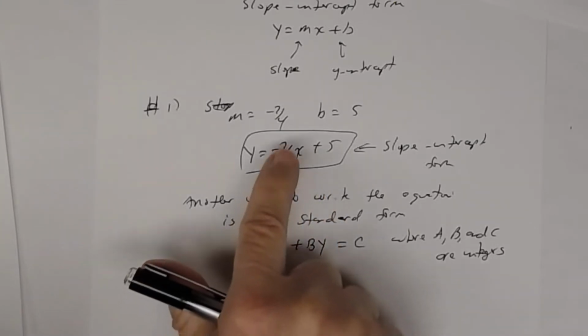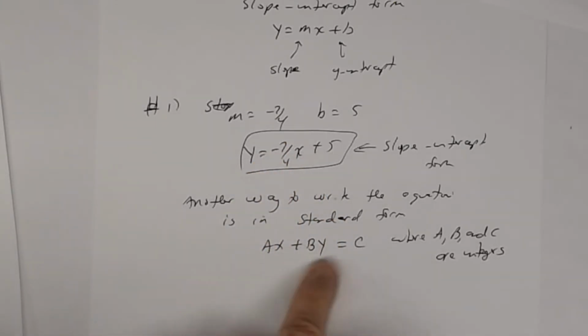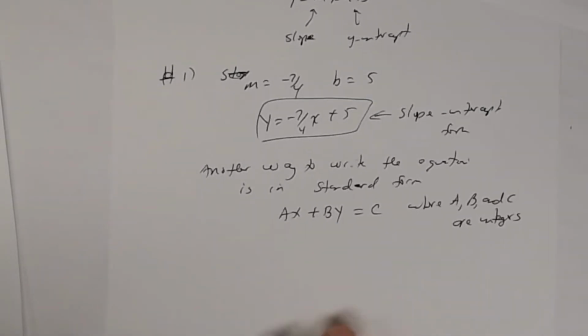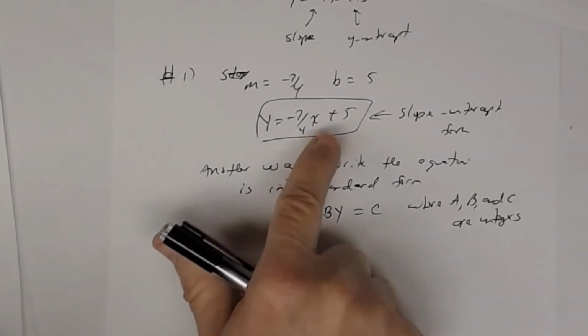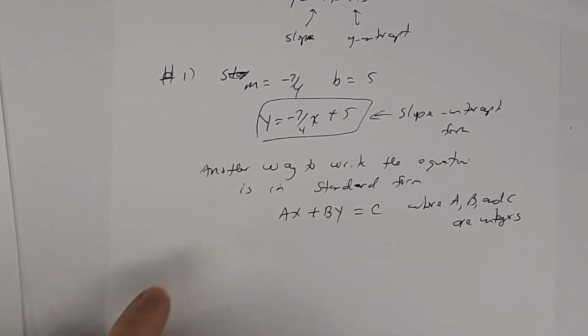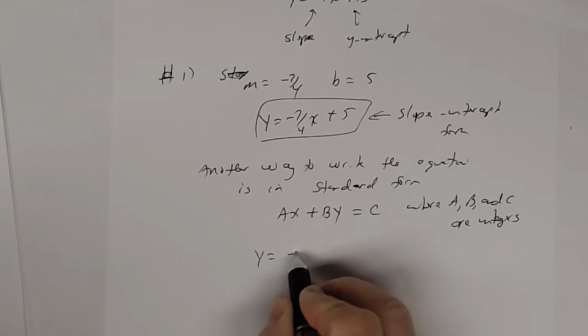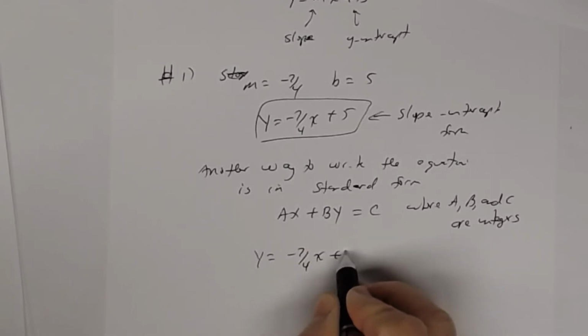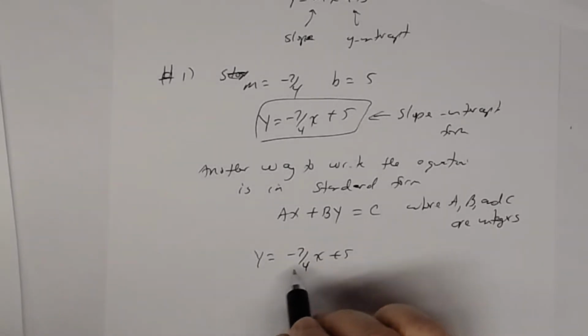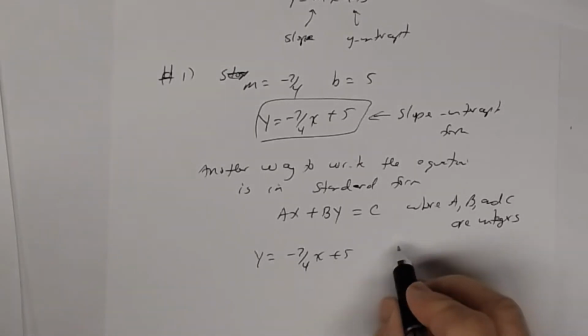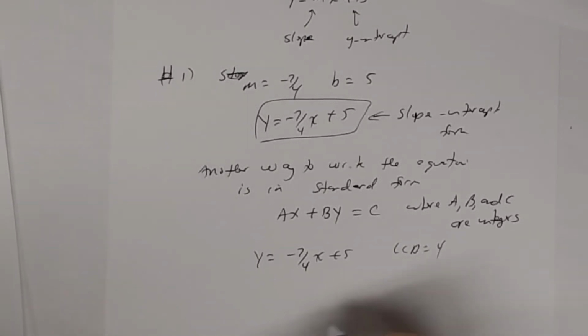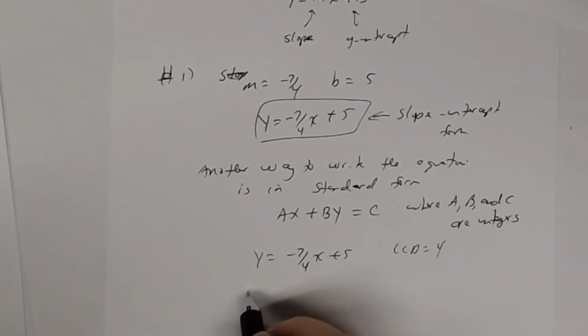So notice, you have fractions here, right? So when you write it like this, you don't want any fractions. All right, so let me show you how to do this. Once you have it in slope-intercept form, here's how you're going to write it in standard form. Watch. y equals negative 7/4 x plus 5. First thing you're going to do is clear your fraction. So you're going to multiply both sides by the LCD. The LCD is 4, okay? And so you multiply both sides by 4.